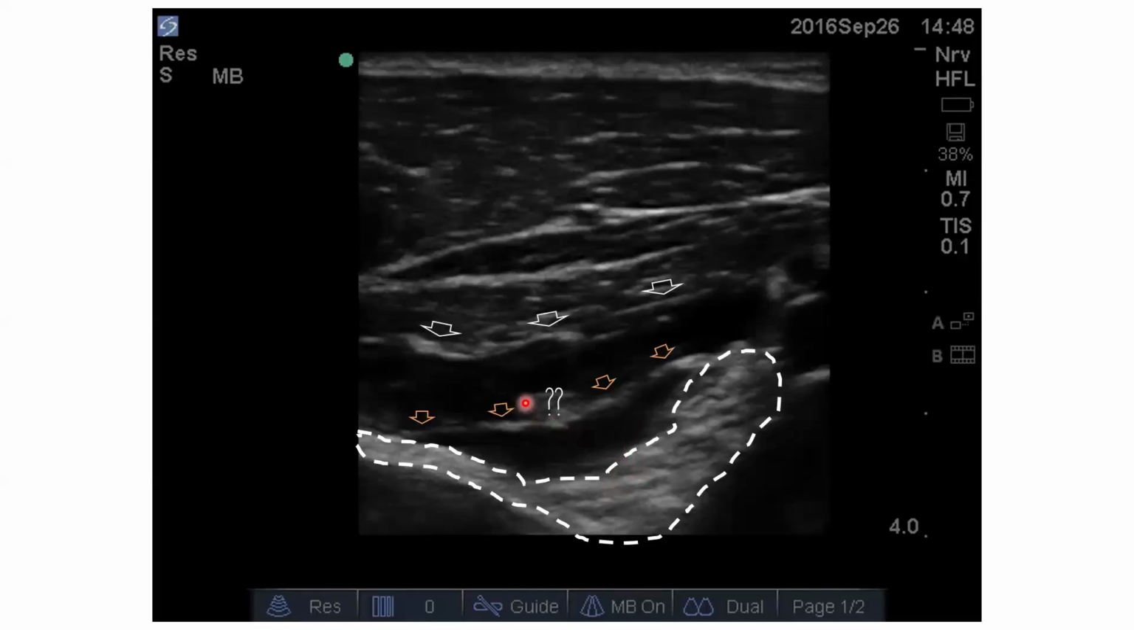I'm not sure what this particular structure is, which we found consistently remaining at this particular point. We did not use neurostimulation, so I'm not sure whether it's a neural structure or a non-neural structure.